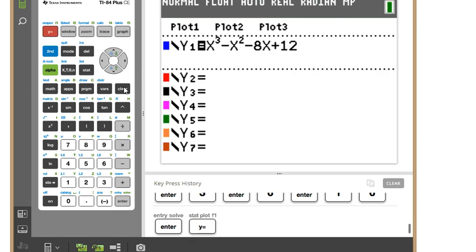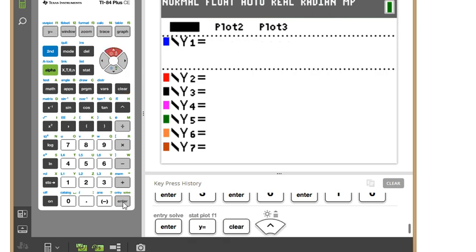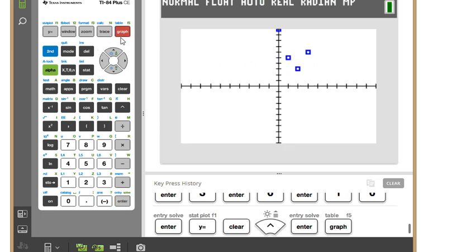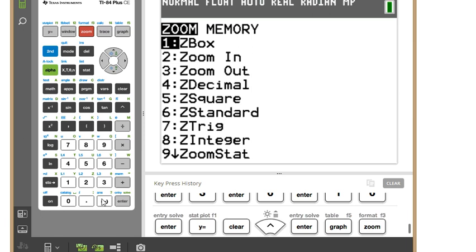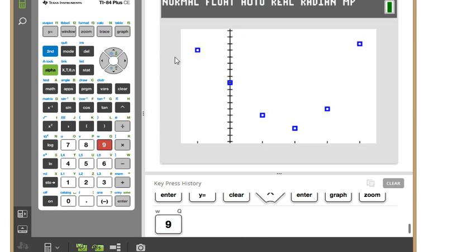I'm going to clear this out, and we have plot 1 turned on. Graph, we can kind of see sort of what they look like, but even better, we can go to zoom, 9 for zoom stat. So that's what it would look like. And this one looks like it could be a cubic or quadratic. It's actually supposed to be a cubic. It doesn't quite fit a quadratic.